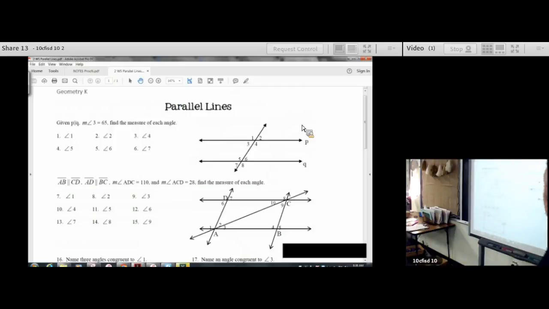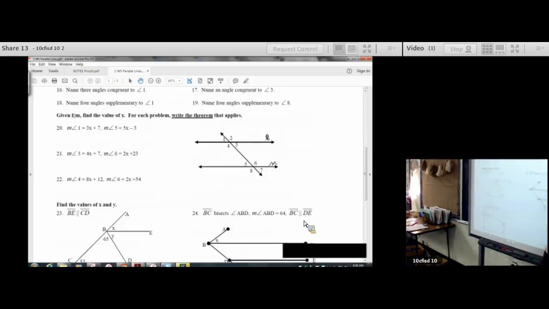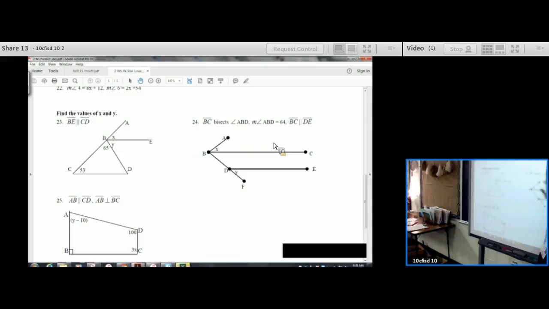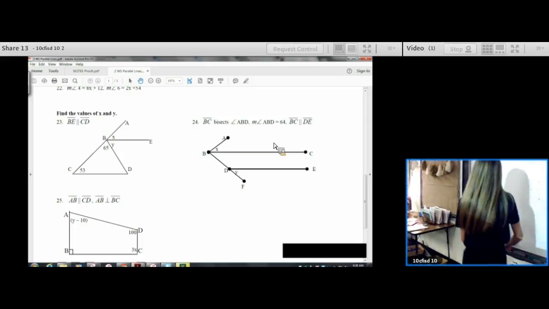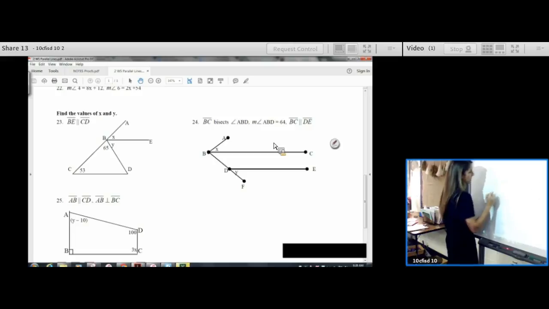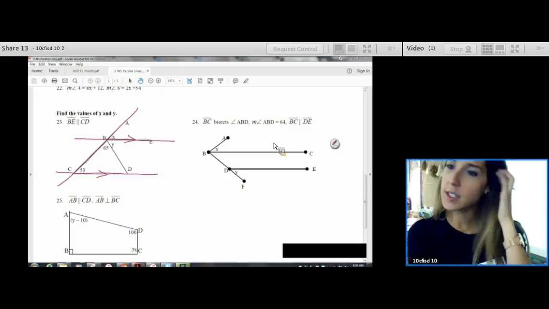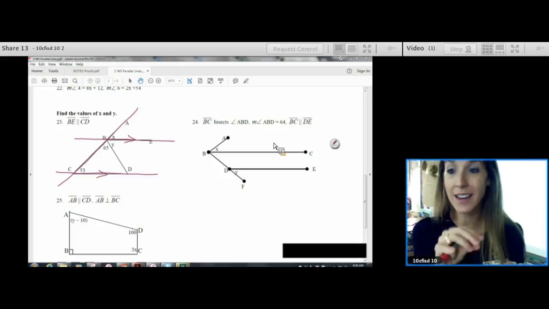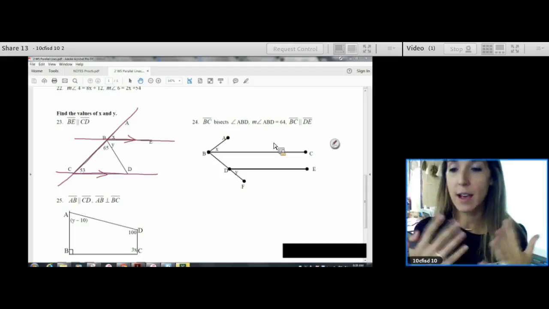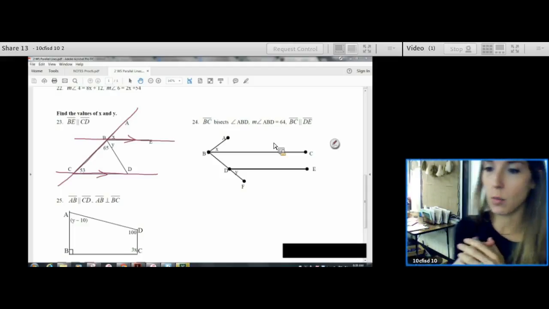All right, 23. Find the values of x and y. Okay, it says that DE is parallel to CD. So what I taught y'all to do is, when you've identified your parallel line and a transversal, it helps some students to extend it to make it longer so that you can really see the relationships kind of like we learned them. When it looks like what we learned, it's easier to work with.